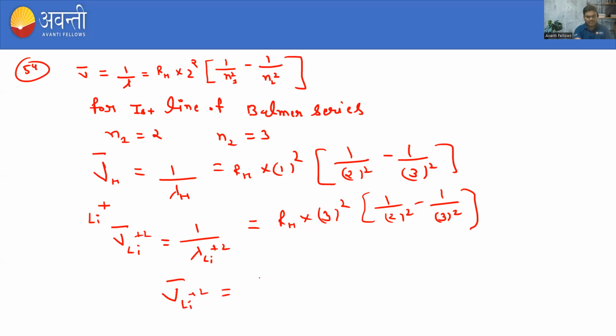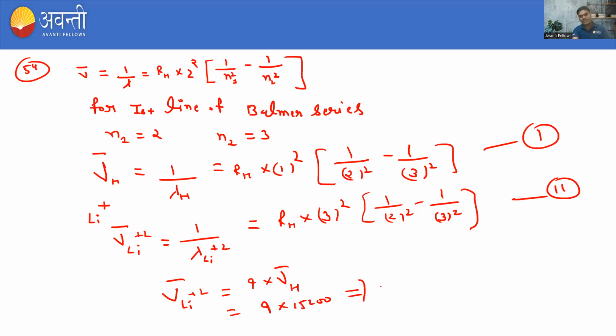So from these two equations, that is 1 and 2, on comparing, you get the value. This will come out to be 9 into the wavelength of H, which is already given. That is 9 into 15,200. So on solving, you'll get 136800 centimeter. So this is the correct answer for this question.